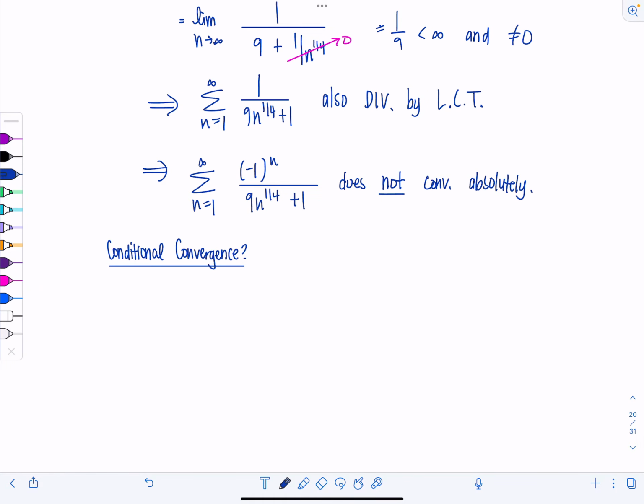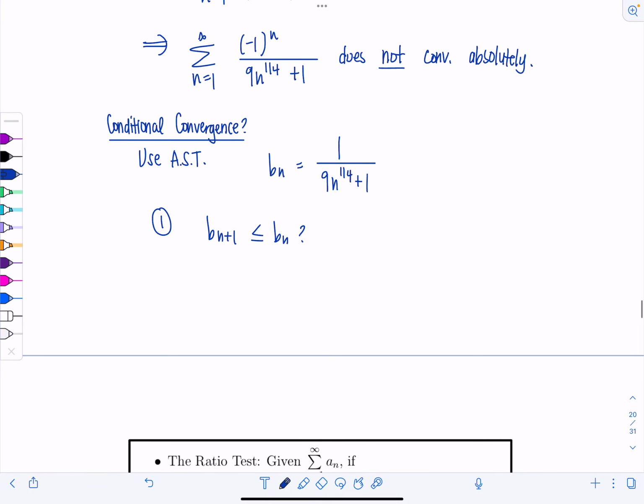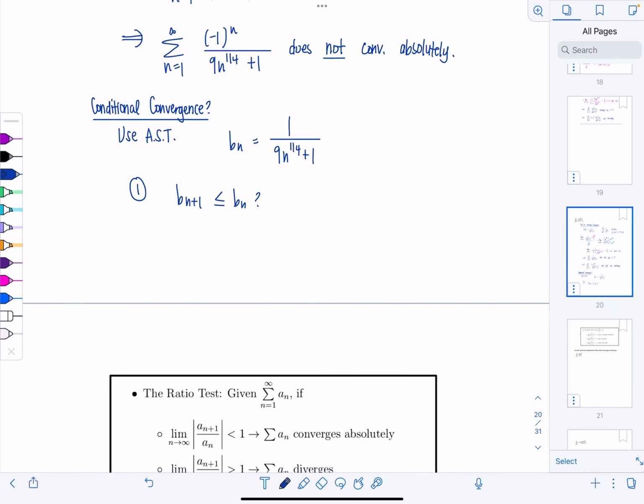Anytime you test for conditional convergence, you use AST. That's the only test. Got it? After you test for absolute, if it fails, then you do conditional convergence with AST. There's no other test to use. So Bn is the same as absolute value of An, 1 over 9n to the 1/4 plus 1. We have two conditions to check. First, Bn plus 1, is it less than or equal to Bn? Is it decreasing? Oh my, I need more room. Hold up.